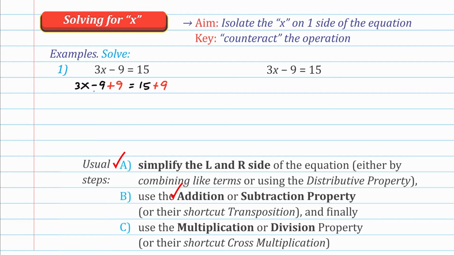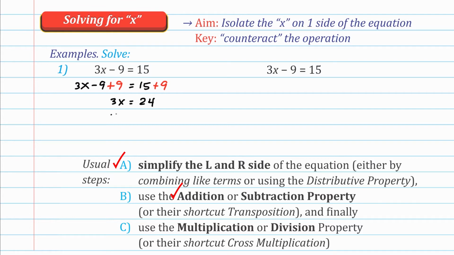So, tanggalin na natin, negative 9 plus 9 cancel. Therefore, we were able to isolate the whole term 3x, and on the right side, 15 plus 9 is equal to 24. But we're not yet done. Meron pa tayong istorbong 3 this time. Pero at least, meron ng chance that we can isolate x, correct? So, this is connected by multiplication. So, counteracting multiplication, we remove 3 by division.